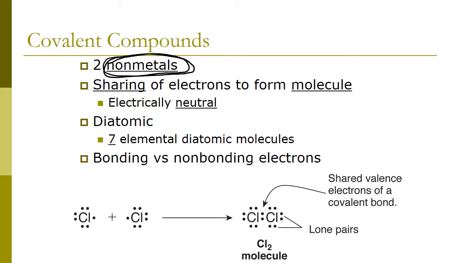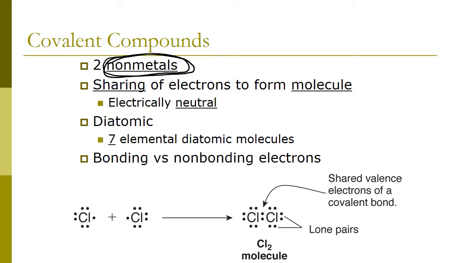We can start with what are called diatomics. Okay, look at that word there. The prefix di means two. So these are going to be a two-atom molecule where both of those atoms are the same elements. I'm going to tell you some more about that on the next slide.